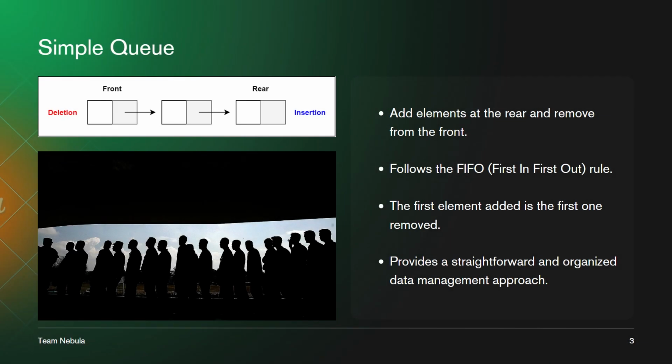In a simple queue, we have a straightforward way of doing things. When we add an element, we do it at the rear of the queue, and when we remove an element, it comes out from the front. It's like standing in a line to get something, and the first person who entered the line gets served first. So, this is known as the FIFO rule, which stands for first in, first out. So, the element that got in first will be the first one to get out. It's a simple and organized way of managing our data.